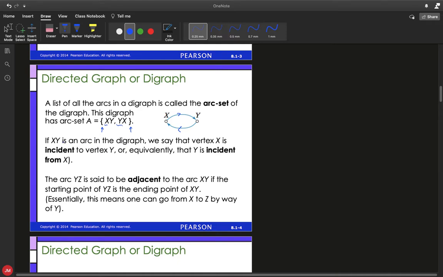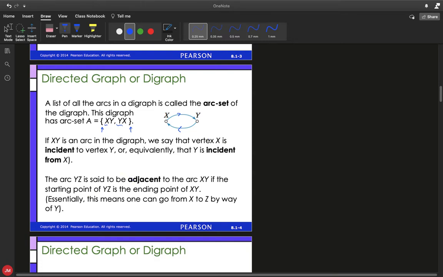Now, when we talk about an arc like xy, we say that the vertex x is incident to vertex y, or we could also say that y is incident from x. When we use that word incident, we're indicating what direction the arc is going.